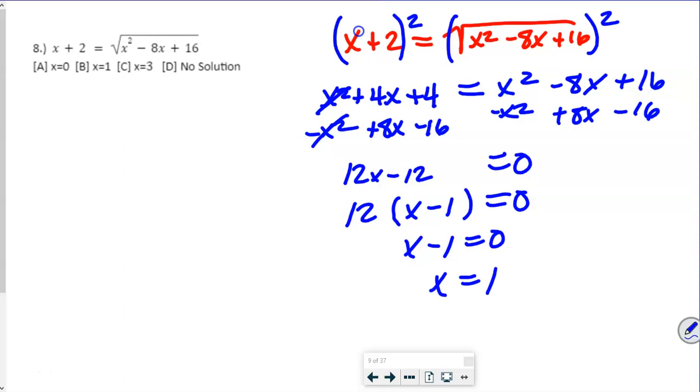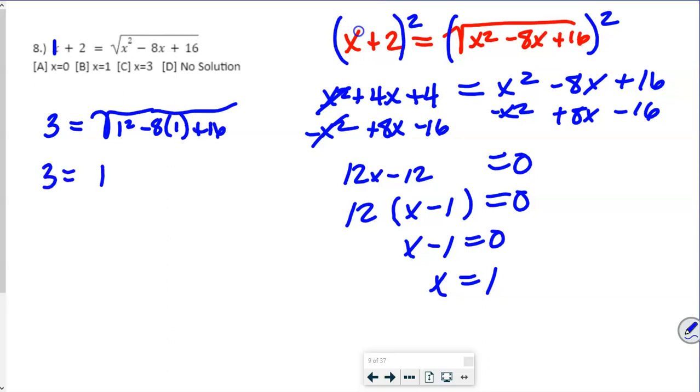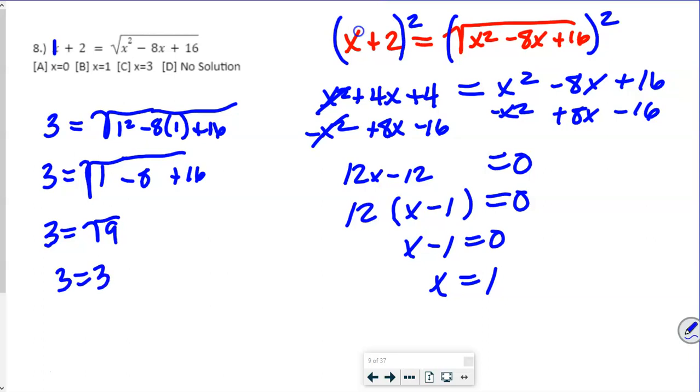And we can check that answer again. 1 plus 2 is 3, right? And then this is going to be the square root of 1 squared minus 8 times 1 plus 16. So that's going to be 3 is equal to the square root of 1 minus 8 plus 16. So that's going to be actually what? 17 minus 8, which would be 9. So 3 is equal to the square root of 9. Yep, it is. 3 does equal 3. So our solution was x equals 1.